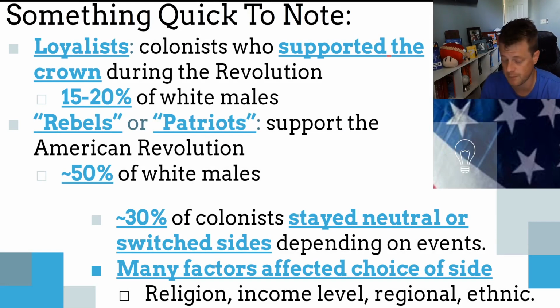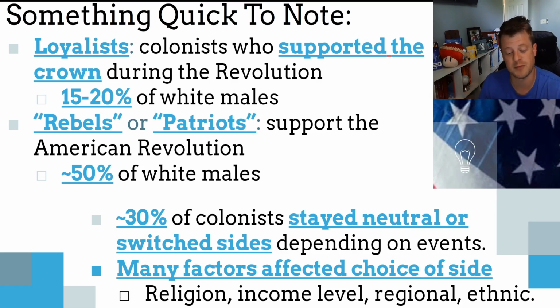Also, something quick to note, the colonists are not unified once the revolution goes. How the numbers typically break down is that out of all the colonists, about 15 to 20% were loyal to the crown. We'd call them loyalists. Rebels or patriots would then compose about 50% of the population.